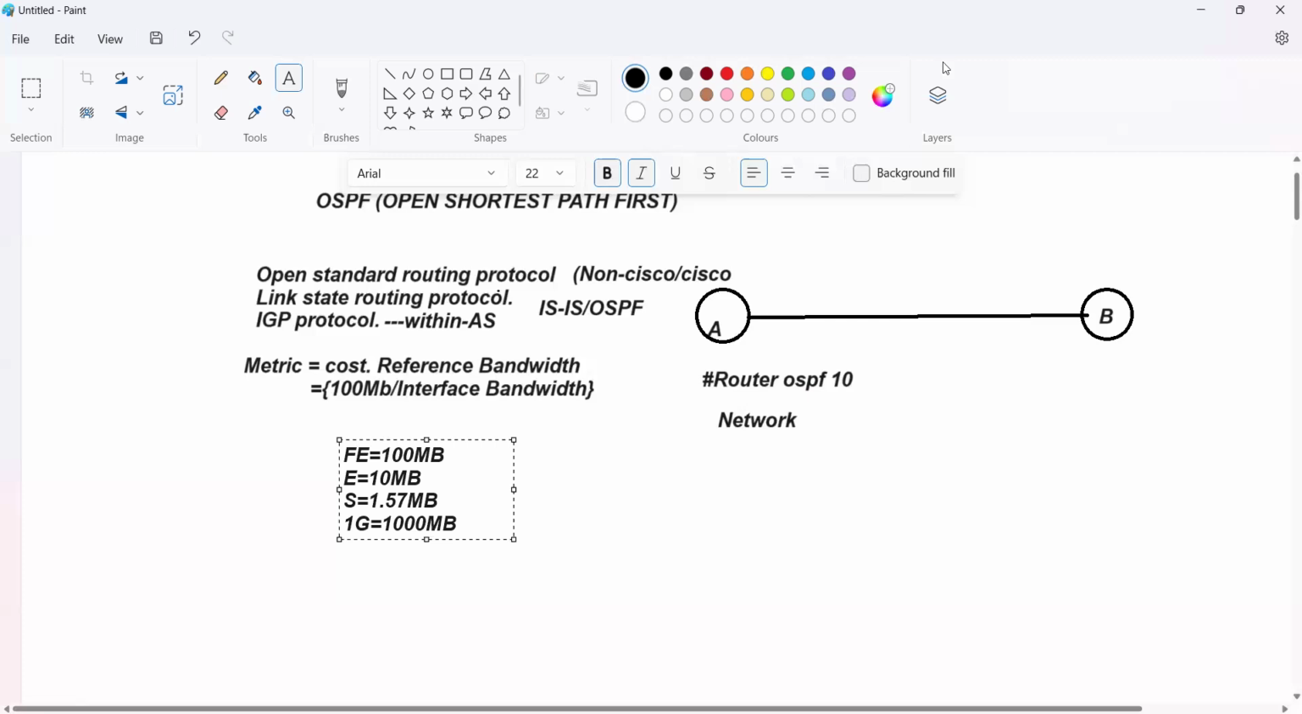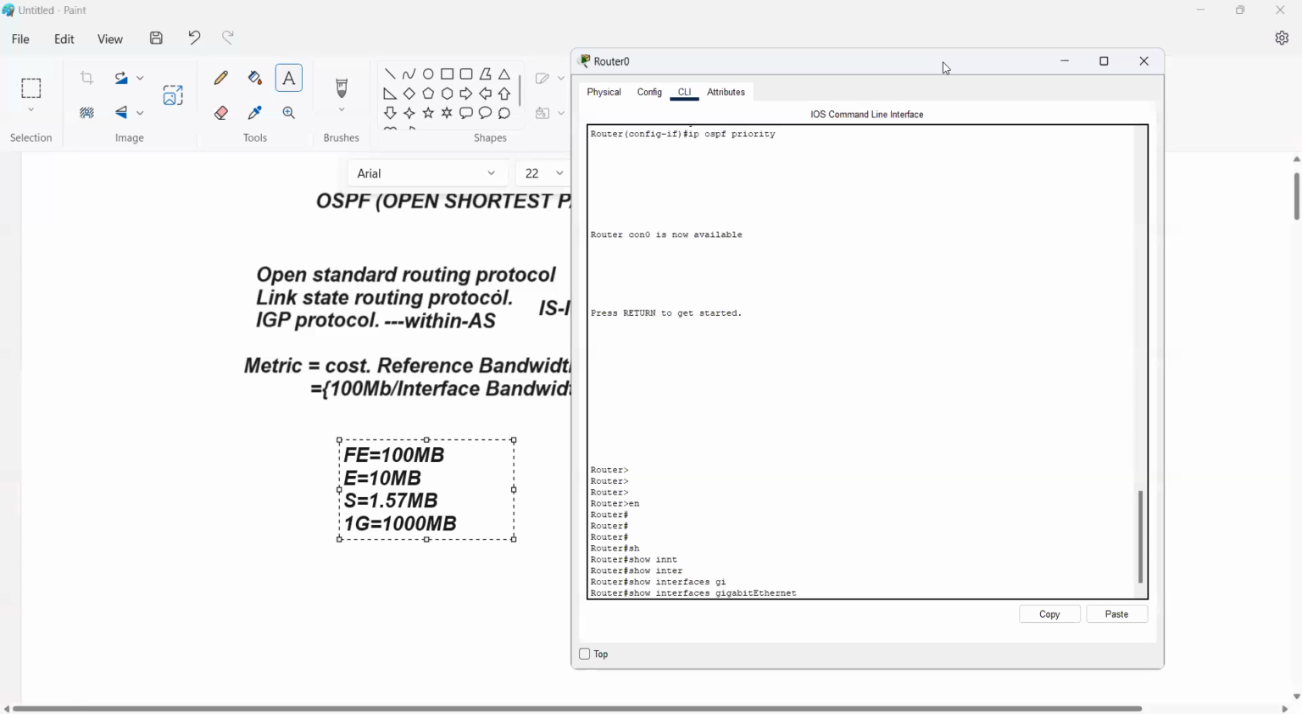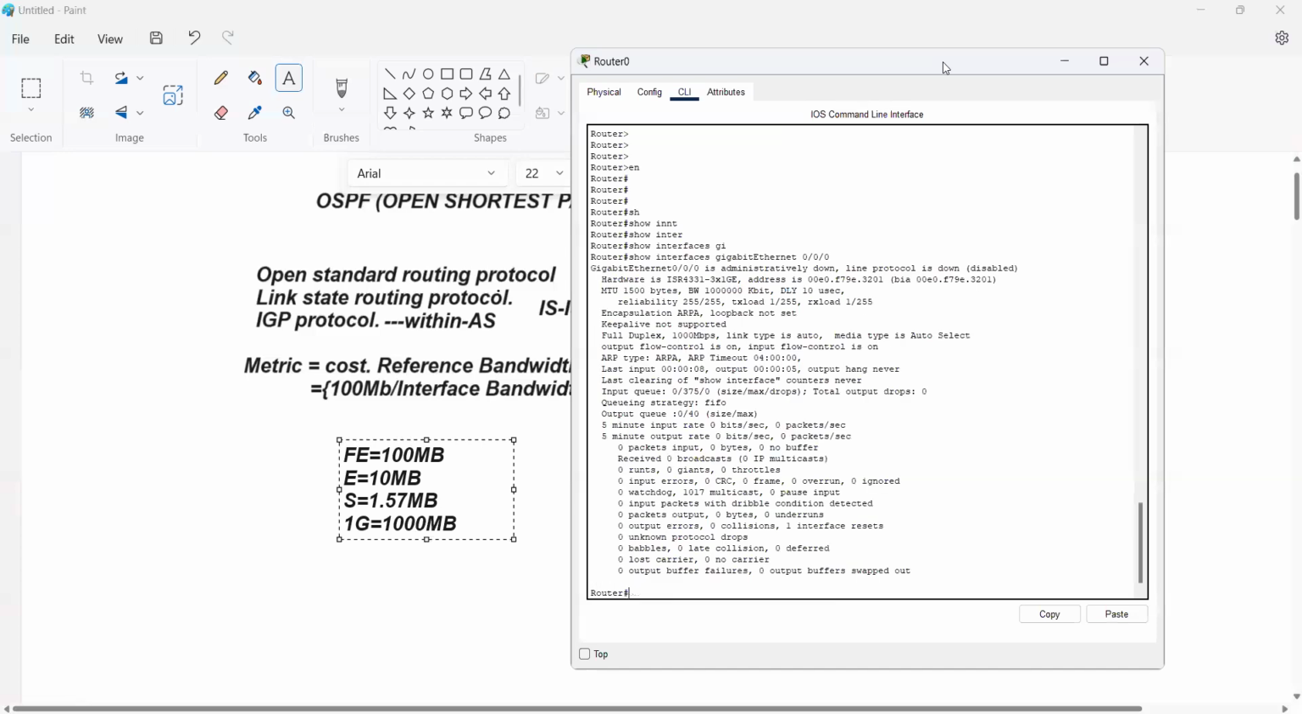as we can verify from here also. In the router CLI mode, enable, show interface gigabit 0/0/0. See, its bandwidth is this one, and you can check here 1000 Mbps, what we discussed, and Fast Ethernet has 100 Mbps. You can calculate likewise.